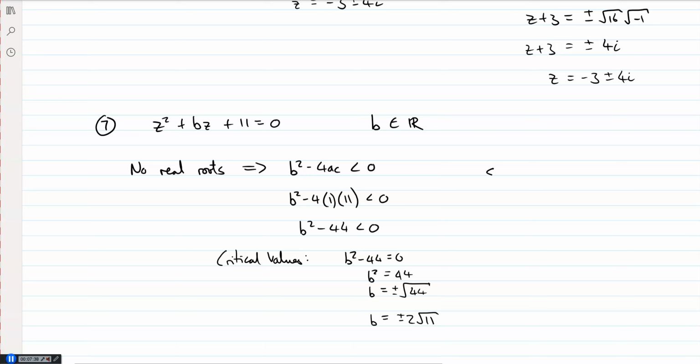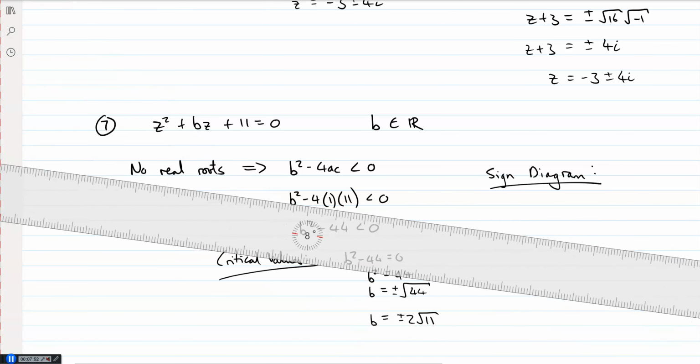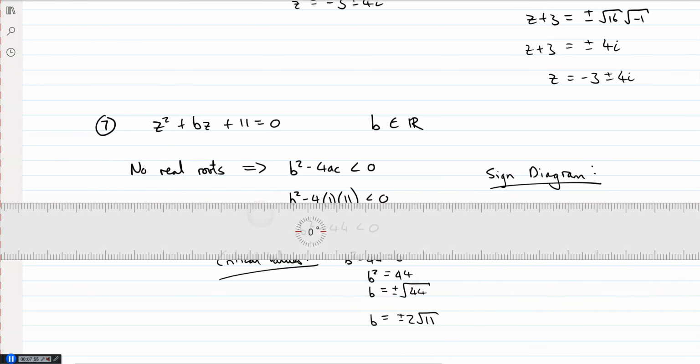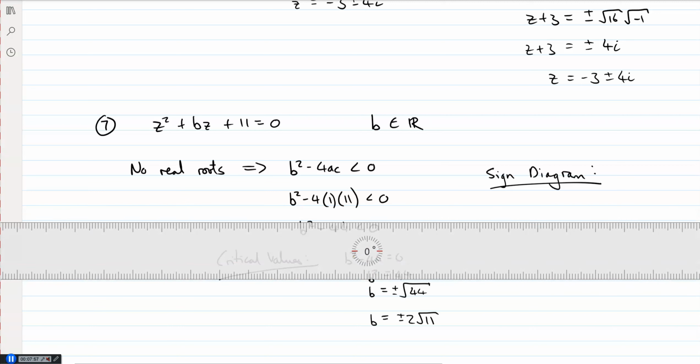I'll just go up here to write the sign diagram and finish the question. So our sign diagram, we're going to draw our line out. I'm going to use a ruler. There we go. Oh, there we go. Much better.